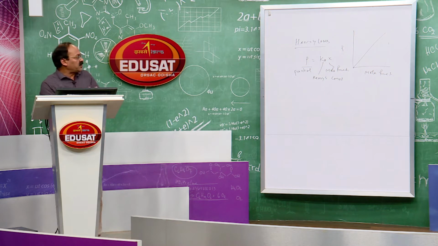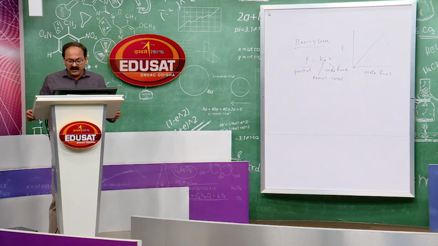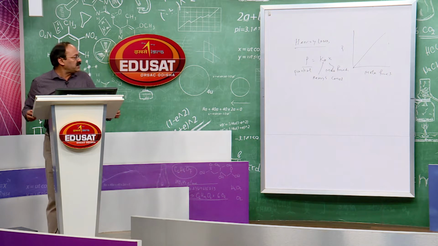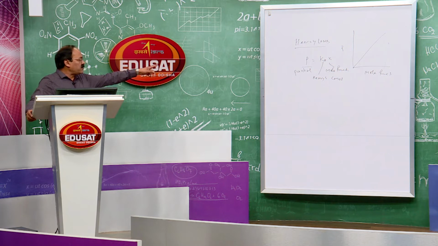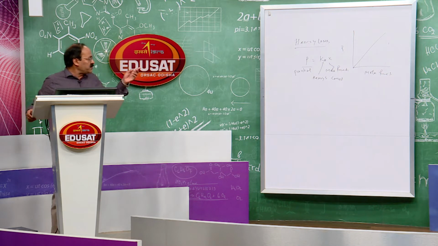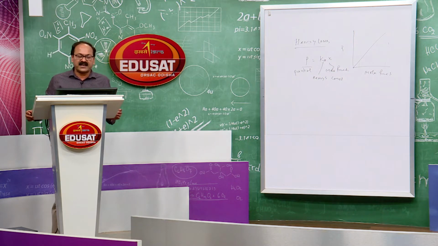KH depends on the nature of the gas present. Different substances have different KH values. The higher the value of KH at a given pressure, the lower is the solubility of the gas, because P is equal to KH into x. So, if you keep P constant, then KH is inversely proportional to x. That means higher value of KH at a given pressure, lower is the solubility of the gas in the liquid.